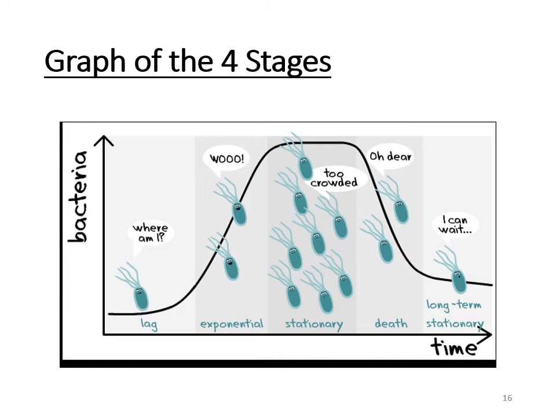So you have to know lag, log, stationary, death, and what's happening at each one. Lag is the prep phase. Log is when they're metabolically active and replicating. Stationary is when you have too many of them building up. And death phase is once they've used up nutrients, there's too many wastes, and they're dying off.